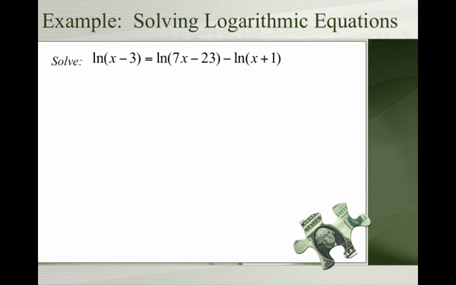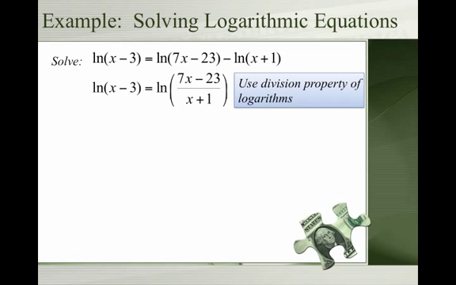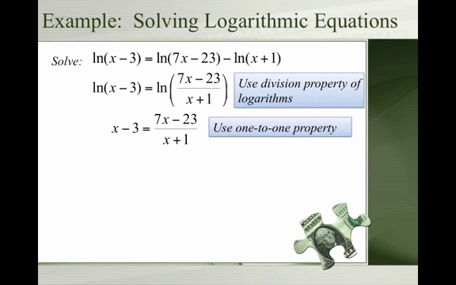We're going to start by simplifying that right side. I see two natural logs separated by subtraction. Is there any way I can combine them into one natural log? You betcha. We're going to use the quotient property, or the division property, to write the right side as one logarithm, writing the 7x minus 23 as the numerator of a fraction and the x plus 1 as the denominator. Now I have a natural log of something equals a natural log of something else, so I can take what's inside those two natural logs and set them equal to each other using the one-to-one property.